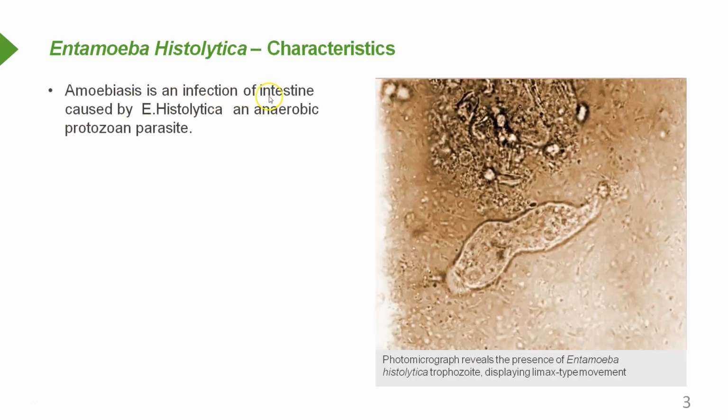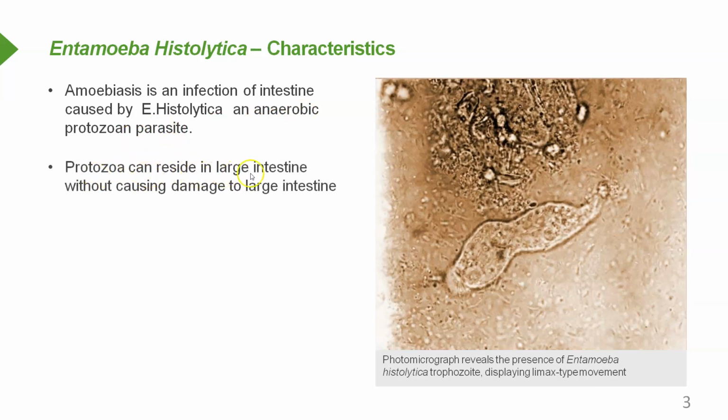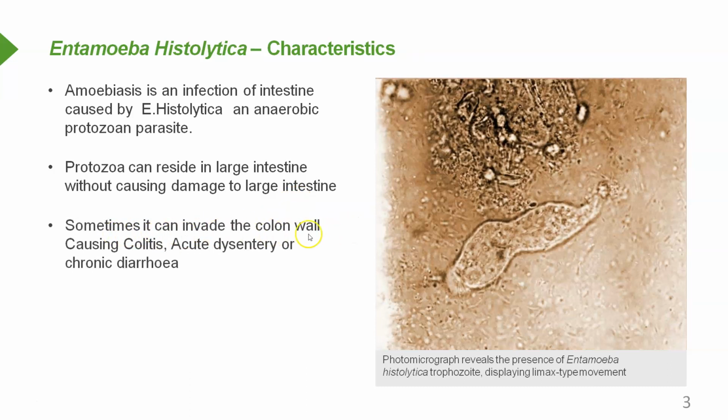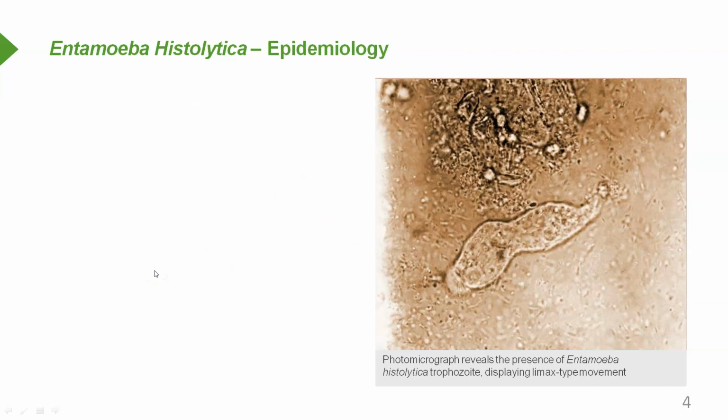Amoebiasis is an infection of intestine caused by Entamoeba histolytica, an anaerobic protozoan parasite. Protozoa can reside in large intestine without causing damage to large intestine. However, sometimes it can invade the colon wall, causing colitis, acute dysentery, or chronic diarrhea. On this side, you can see the photomicrograph which reveals the presence of Entamoeba histolytica trophozoite displaying Limax type movement.